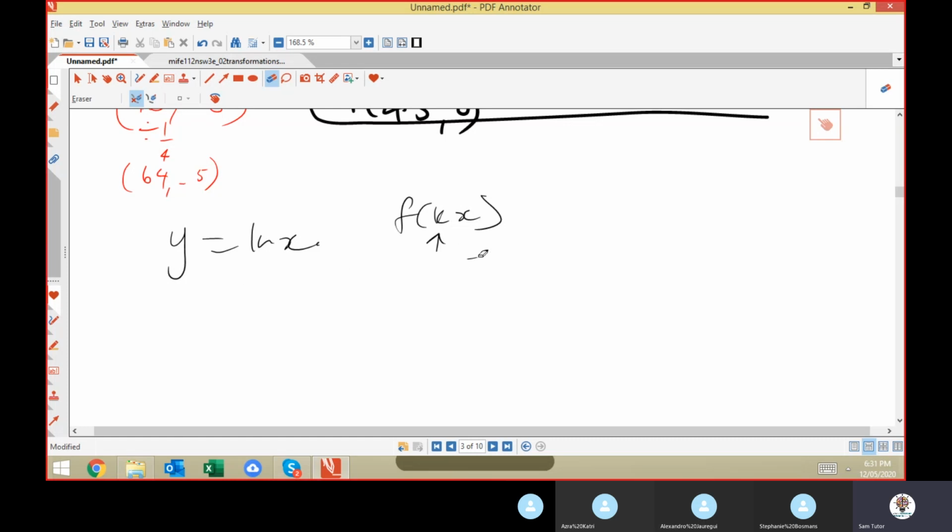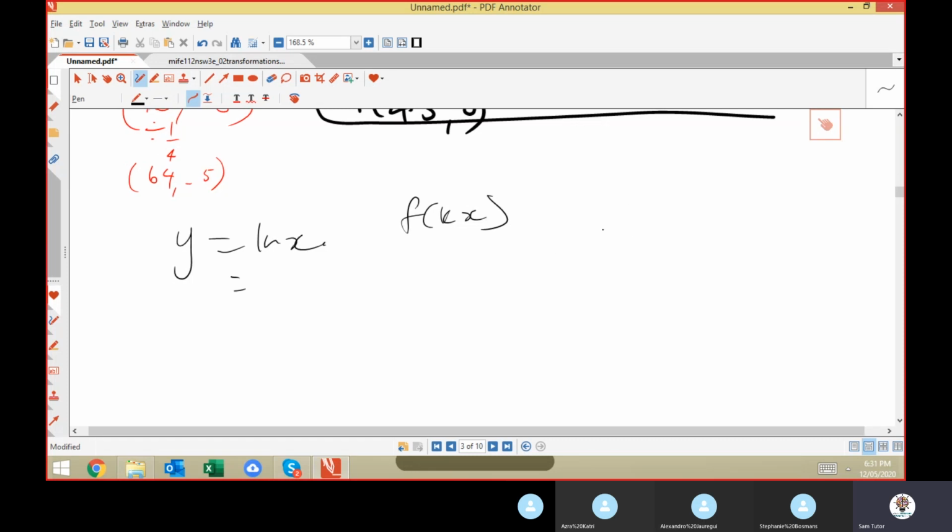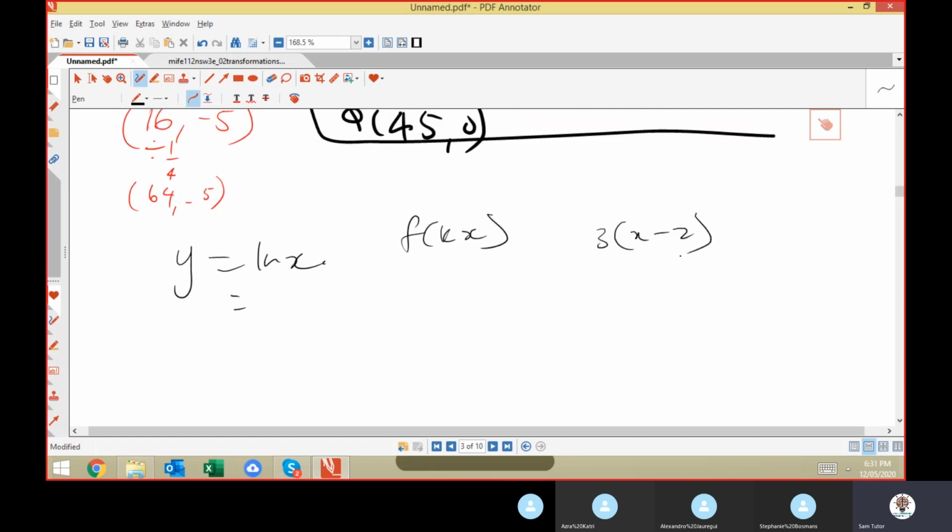So that won't be right. What you want to do is, what do we want? We wanted 3x minus 2. So what you would want to do is first times it by 3. So first you get log of 3x, and then you want to take away 2. Yeah, that's perfect.